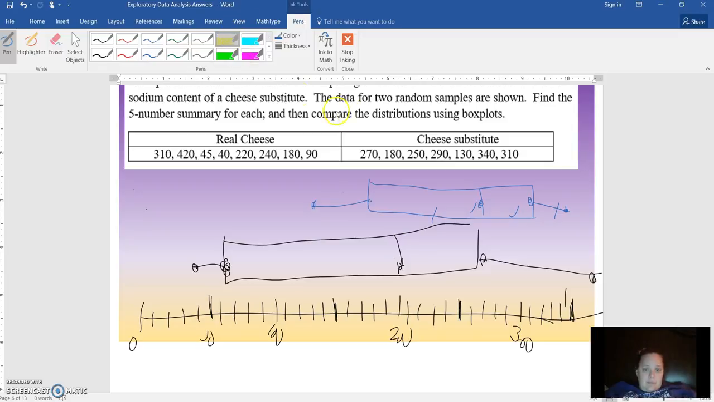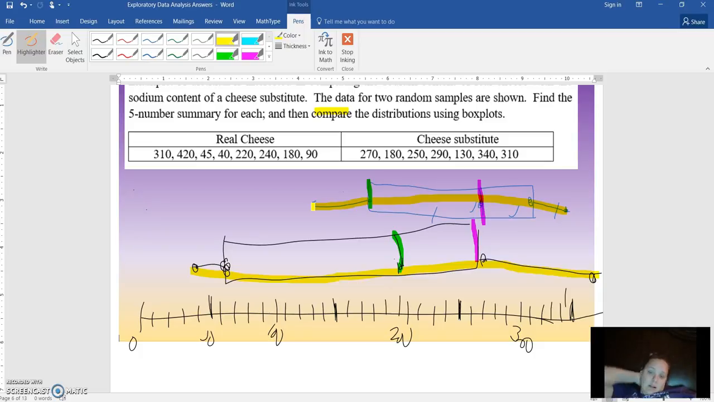And so if we want to compare them, now let's compare. You can say something like Q1 in the cheese substitute is comparable to Q2 in the real cheese. Or you could say Q2 in the cheese substitute is comparable to Q3 in the real cheese. Or you could say the range is so much greater in the cheese substitute than the real cheese. Something mathematically sound that you can use to analyze data. One reason this may be true is that real cheese varies naturally, and there are all these different kinds of cheese substitutes manufactured in a factory, so you can control the sodium content. All right, let's look at box and whisker plots in the next video.